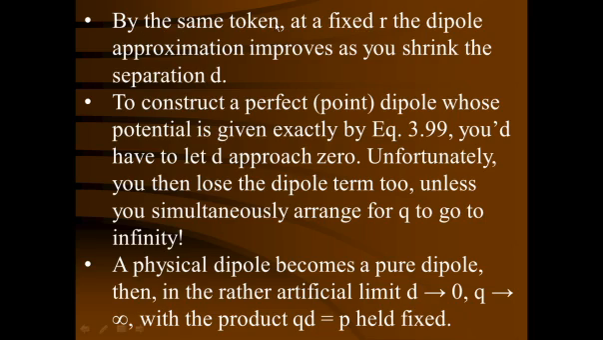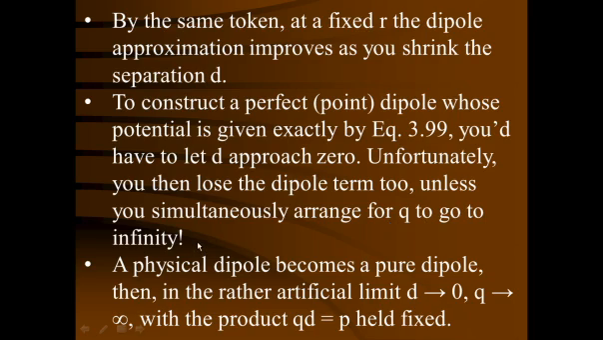By the same token, at a fixed r, the dipole approximation improves as you shrink the separation d. To construct a perfect dipole, which is known as a perfect or point dipole or pure dipole, whose potential is given exactly by equation 3.99, what is that? 1 upon 4 pi epsilon 0, vector p dot r caret upon r square, you do have to let d approach 0. Unfortunately, you then lose the dipole term too, unless you simultaneously arrange for q to go to infinity.